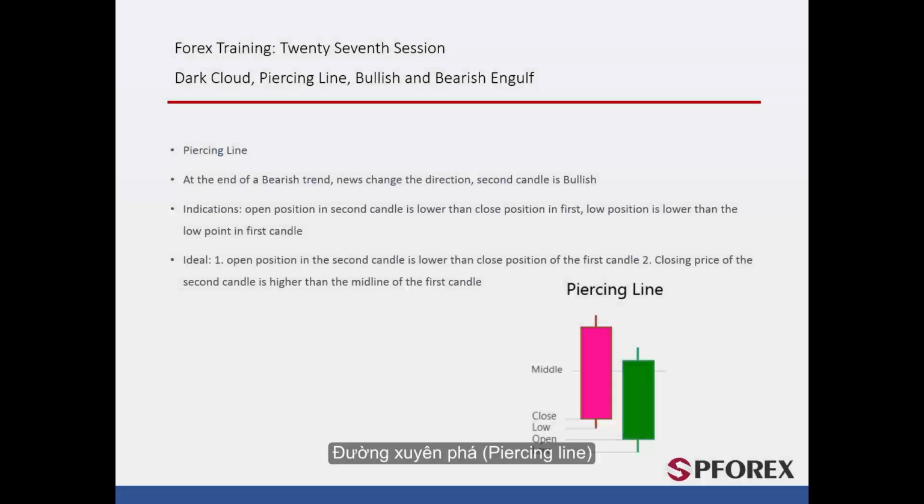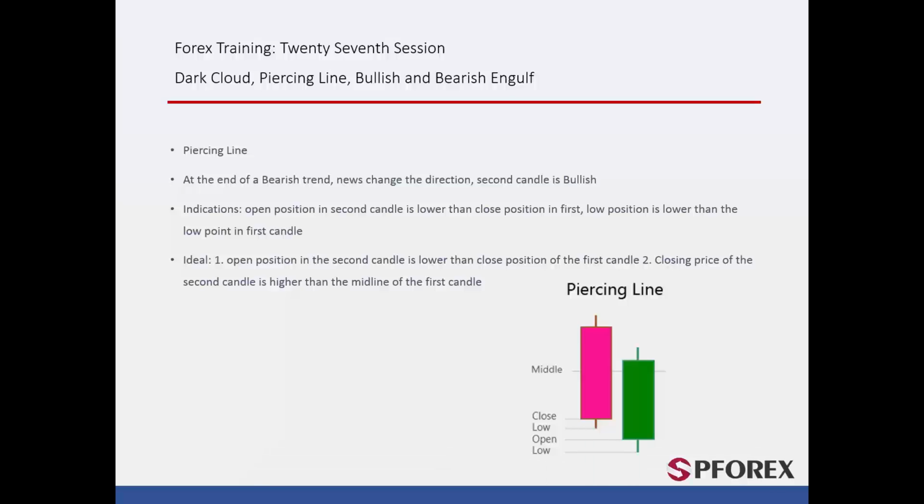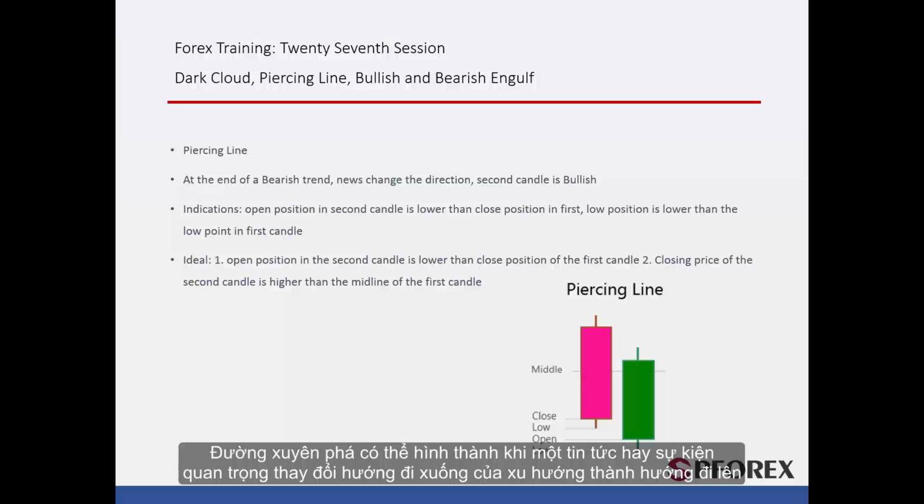Piercing line. Piercing line forms in a downtrend, opposite to the dark cloud pattern. It indicates a reversal trend in a declining direction. Like dark cloud, the piercing line pattern consists of two candles. A piercing line may form when a significant news event changes the downward direction of the trend to an upward one.